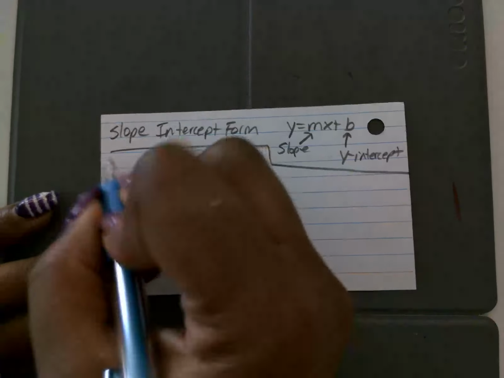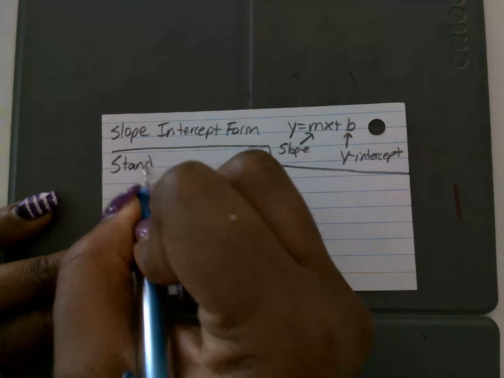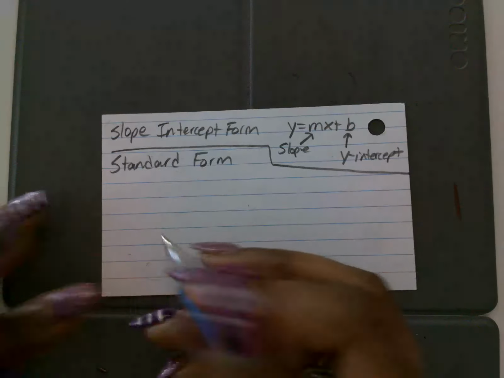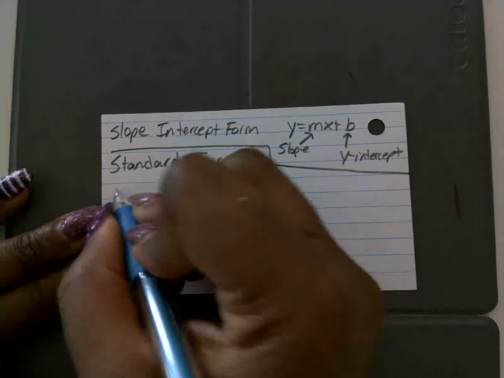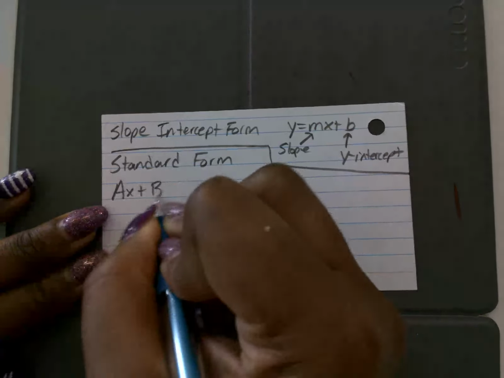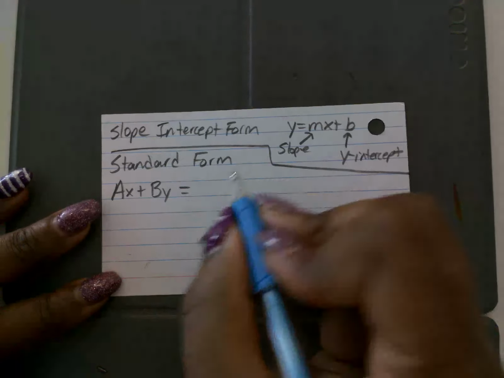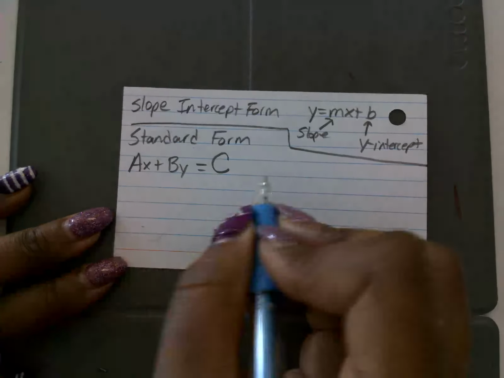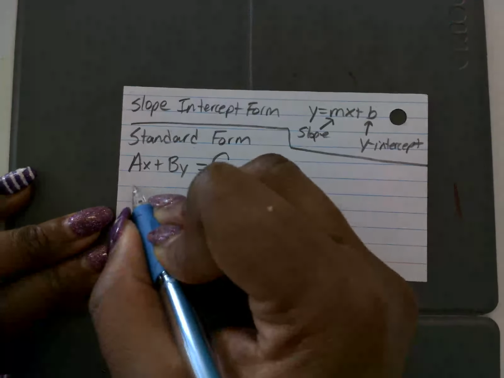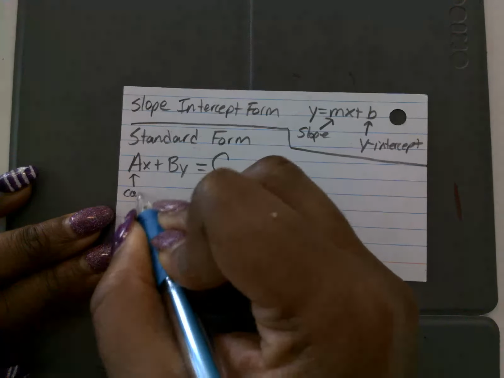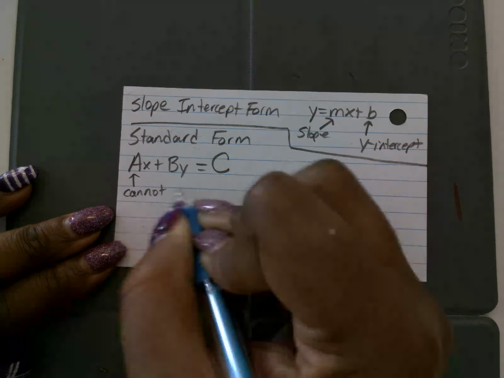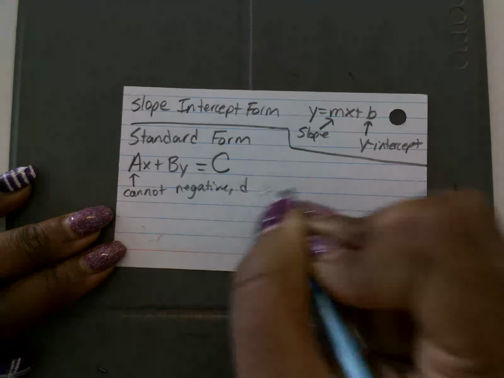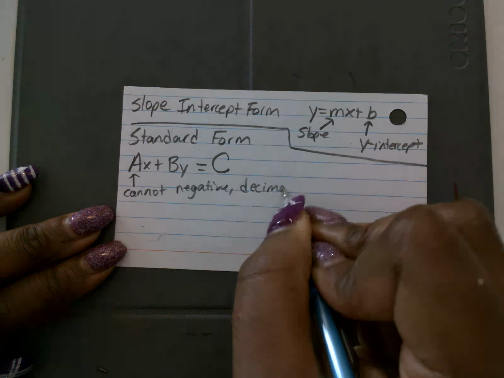We have the standard form for linear equations. Does anybody remember the standard form for linear equations? Ax plus By equals what? C. Okay. A, B, and C are all numbers. But this first number right here cannot be what? Negative. Can't be a negative, a decimal, or what? Fraction. Or a fraction.